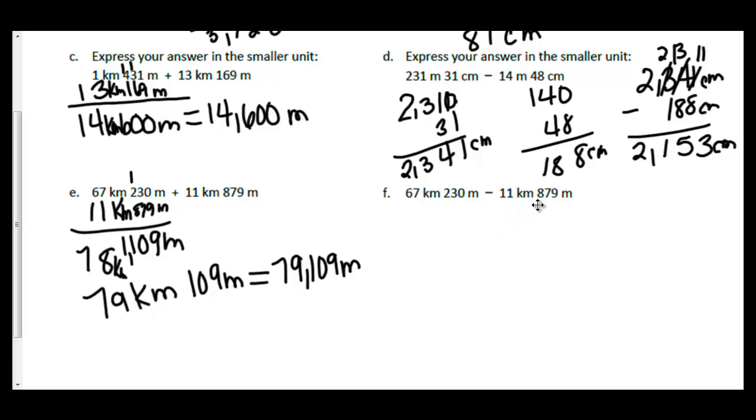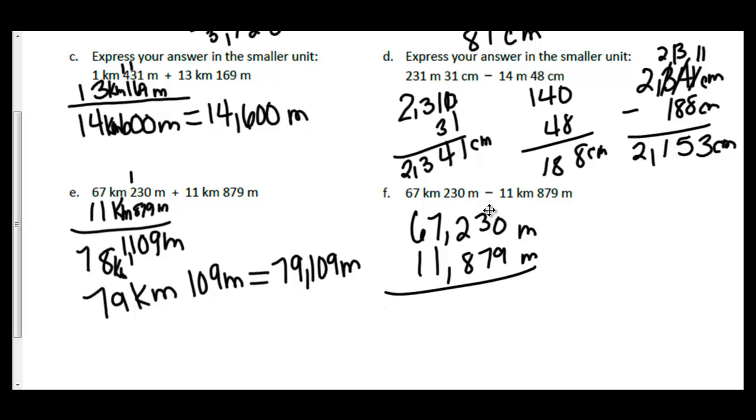I'm not going to be able to subtract again because I can see that I have 879 meters. So let's just go ahead and turn this all into meters first. So I have 67,230 meters, 11,879 meters. Now all I have to do is subtract.